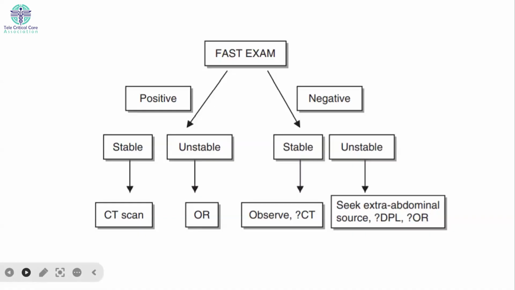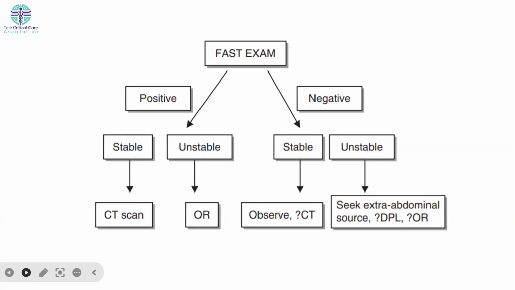Now, if your FAST test is positive and the patient is stable enough, you can transfer them to CT scan to get a more detailed examination of the injury. And if the patient is unstable and FAST is positive, then the patient directly goes for some kind of procedure. For example, he may go to the operation theater for diagnostic laparoscopy or laparotomy, or he can go to interventional radiology for embolization of a blood vessel, or we can get a chest tube insertion, whatever, right?